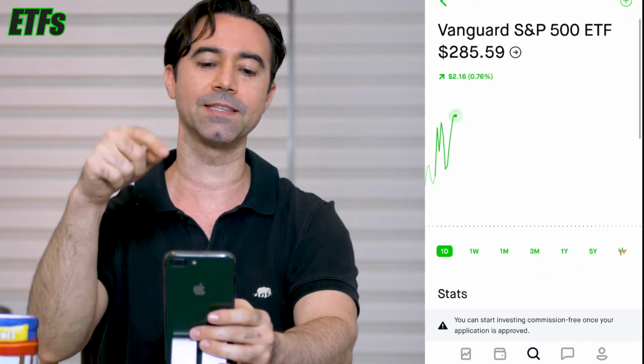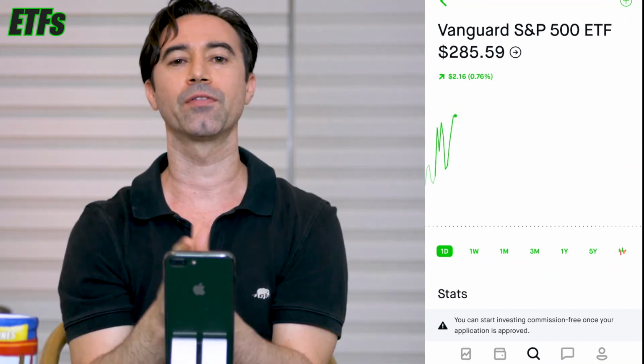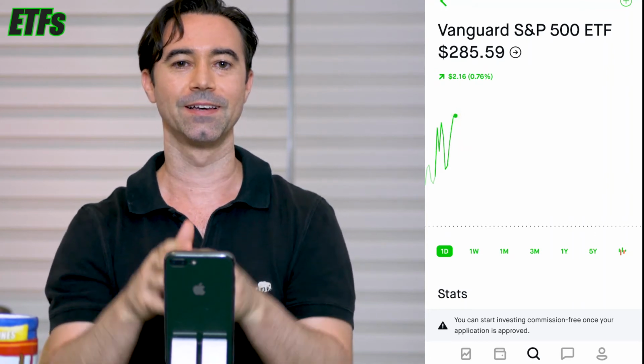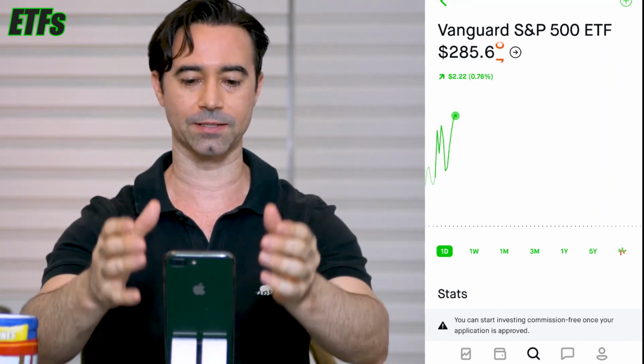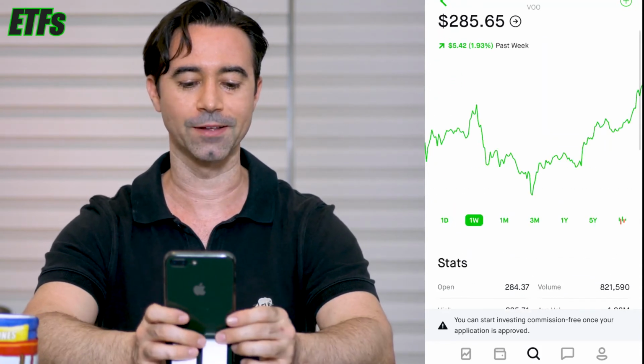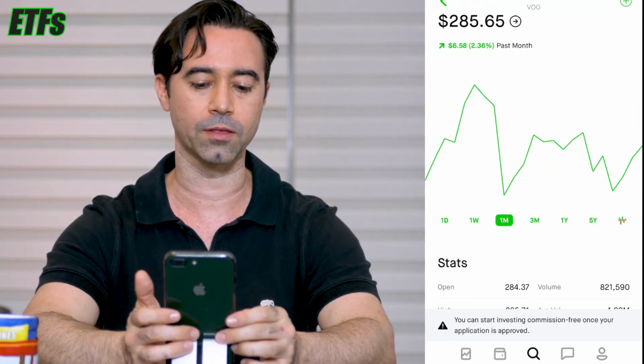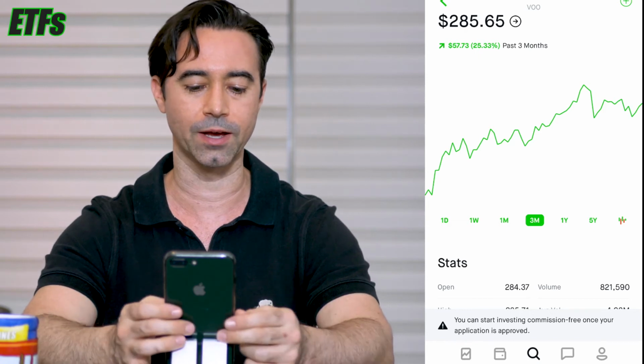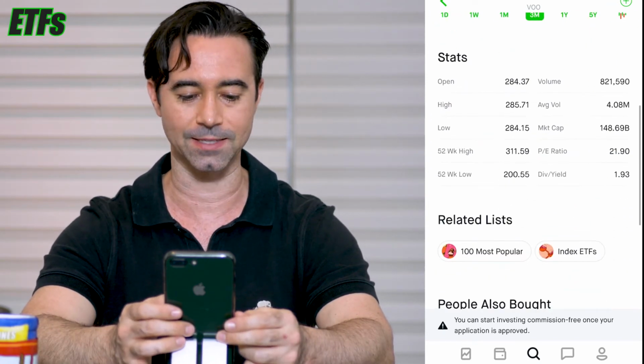And so if you invest in this ETF, it's the average of all those companies that are in this index of stocks, these 500 stocks. And so again, you can take a look at how it's done over the past 1 week, 1 month, 3 months, okay? There you go. You can see everything you want. You can see the stats.